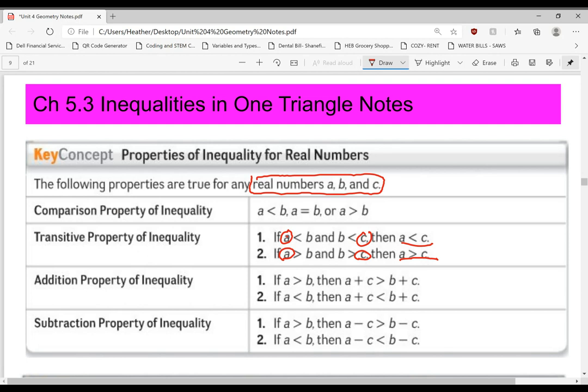Addition property of inequality. If A is greater than B, then A plus C is greater than B plus C. If A is less than B, then A plus C is less than B plus C. And then lastly, the subtraction property. If A is greater than B, then A minus C is greater than B minus C. And if A is less than B, then A minus C is less than B minus C.